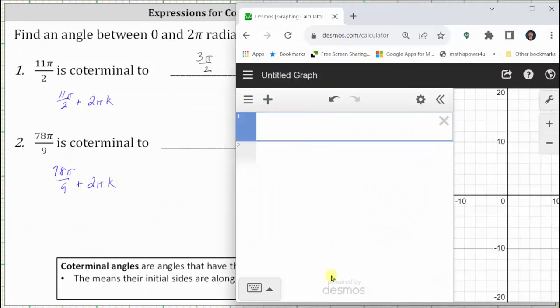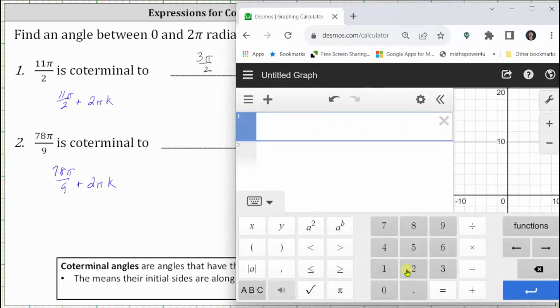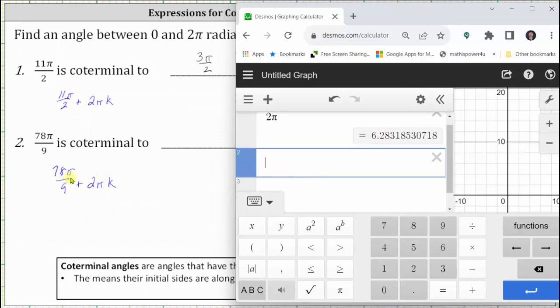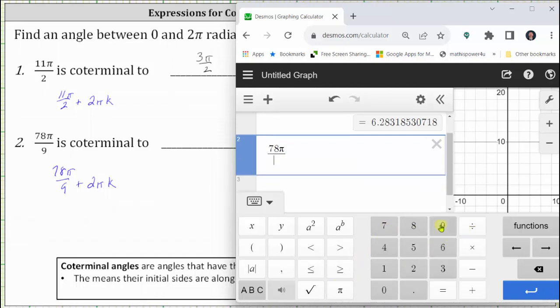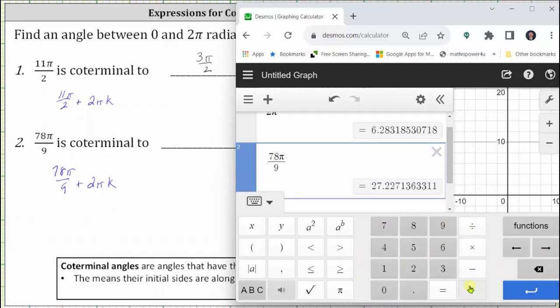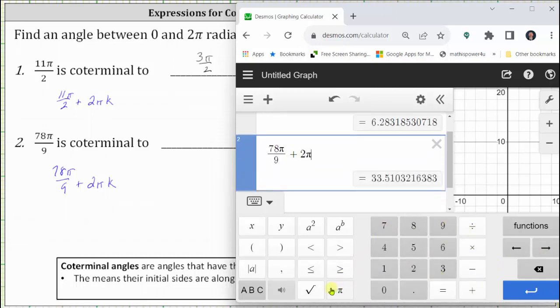So first in cell 1, if we enter 2 pi, this will remind us we're looking for an angle between 0 and approximately 6.28 radians. And then in cell 2, we'll enter the expression 78 pi divided by 9, right arrow, plus 2 pi times k.